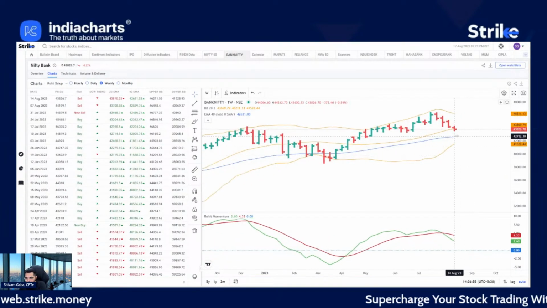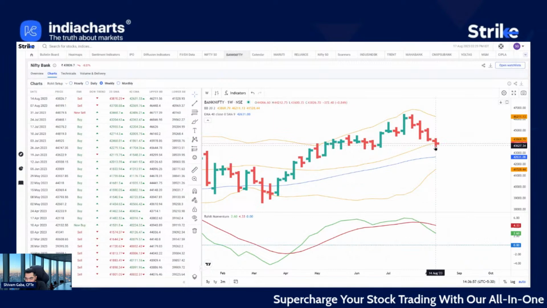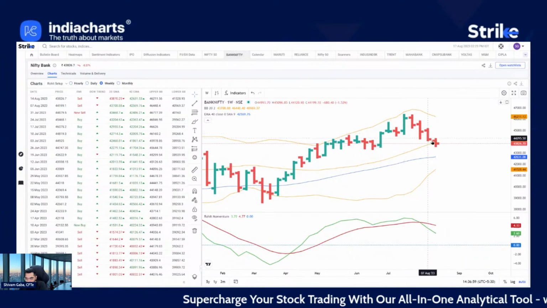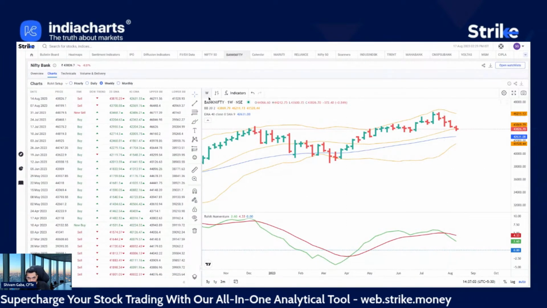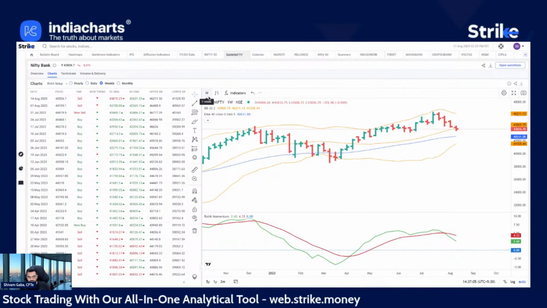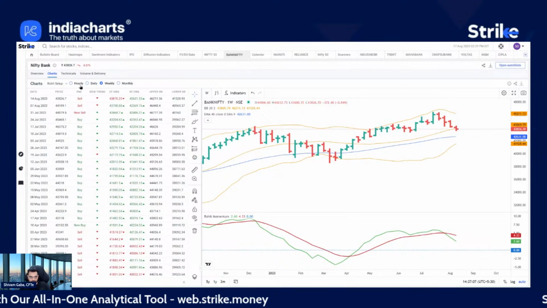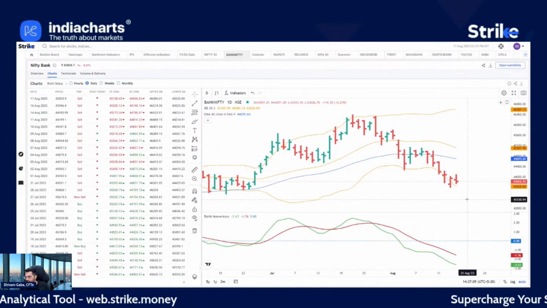Right now, it is at the key level, which is the 20-week average. So if one of these moving averages holds, then we can expect to catch a fresh cycle either on the daily or the weekly time frame. So that is how RMI is used.